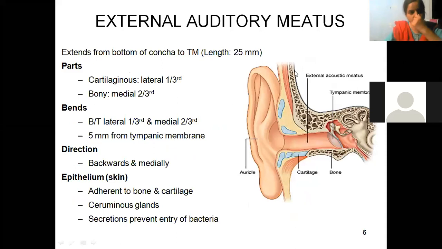When you look into the ear, basically we have three parts in the ear. We have the external ear. Then we have the external acoustic meatus, which is part of the external ear. Then this is the middle ear.